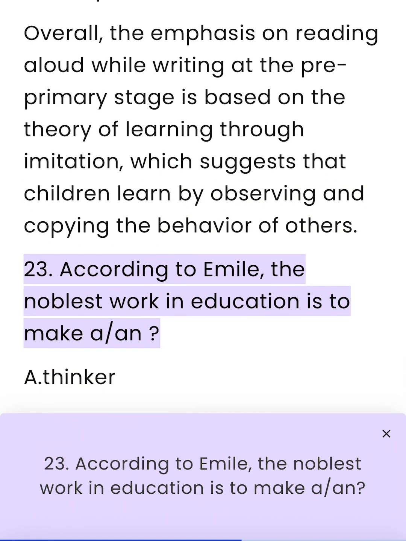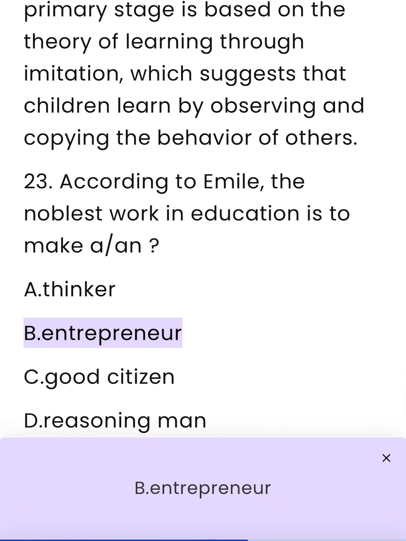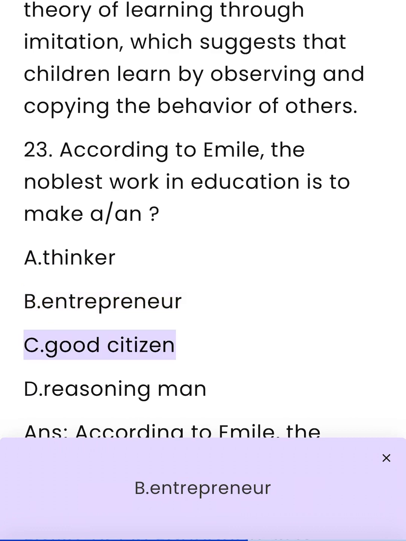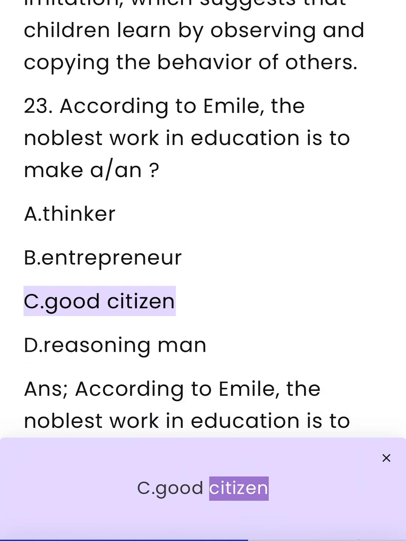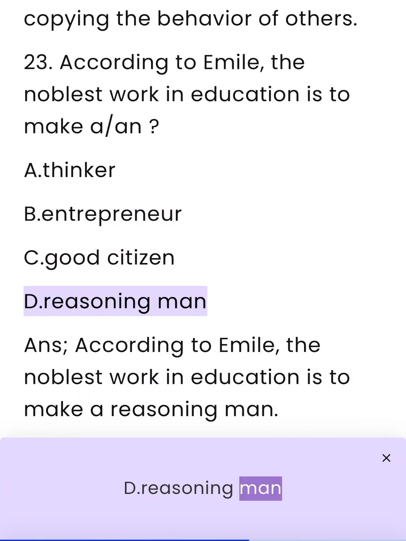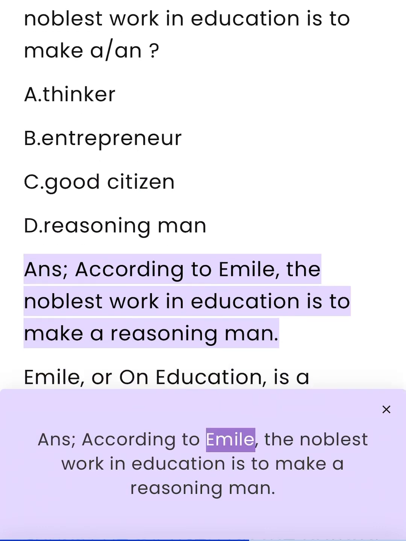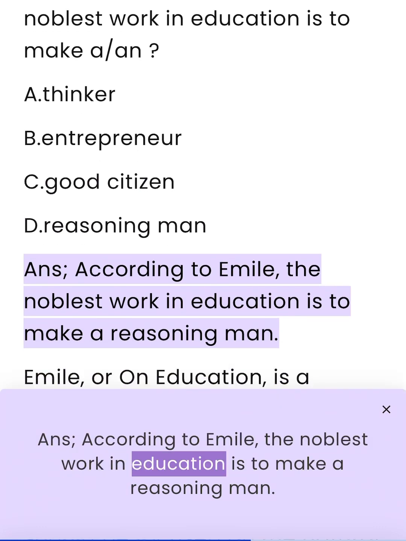23. According to Emil, the noblest work in education is to make a: A. Thinker, B. Entrepreneur, C. Good citizen, D. Reasoning man. And according to Emil, the noblest work in education is to make a reasoning man.